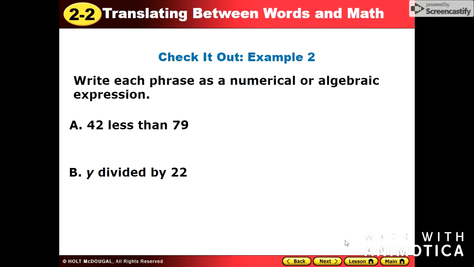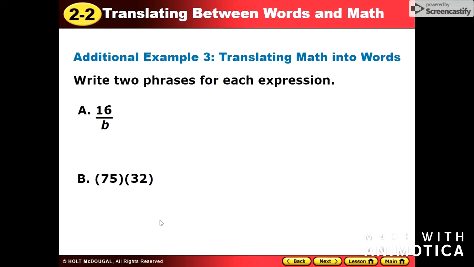But I think we had ended on letter B, and I was just saying that you can write division as what a lot of students refer to as the fraction method, but this means y divided by 22. Same thing.